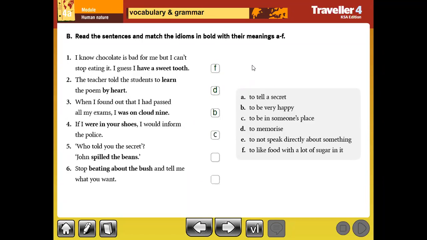Number five, John spilled the beans. Spill the beans means what? When someone spills the beans, he tells a secret. And the last item, stop beating about the bush and tell me what you want. When someone beats about the bush, he avoids talking about what is important. So it will be not to speak directly about something, to discuss a matter without coming to the point. The answer will be F, D, B, C, A, and E.